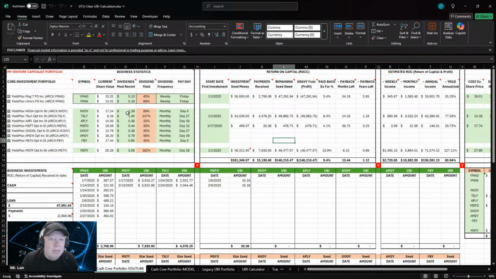Now we have to update some of these dividends and most recent dividends, because the dividends have been going down because the markets have been going down. So you have to realize that the dividends have been going down, and so the market's been going down.